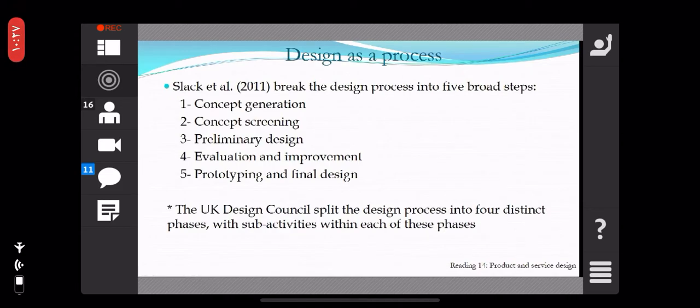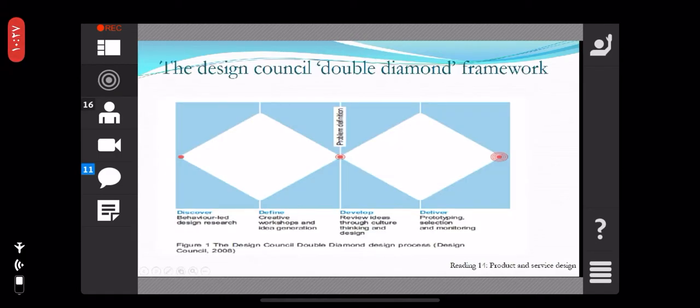Slack et al., social scientists, break the design process into 5 broad steps. Number one, concept generation, concept screening, preliminary design, evaluation and improvement, prototyping and final design. However, the UK Design Council split the design process into 4 distinct phases, and we are going to discuss these 4 phases with sub activities within each of these phases. For example, the Design Council double diamond framework, starting from discovery, then definition, then develop, and then deliver.